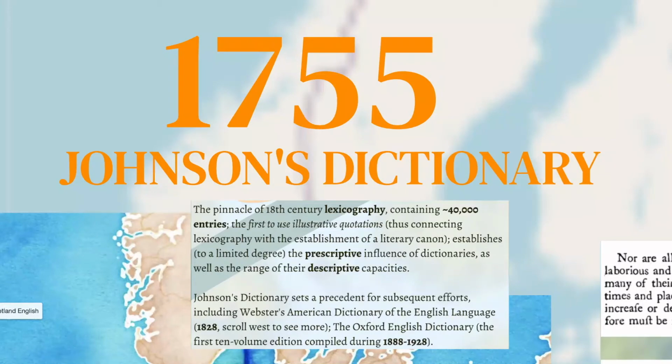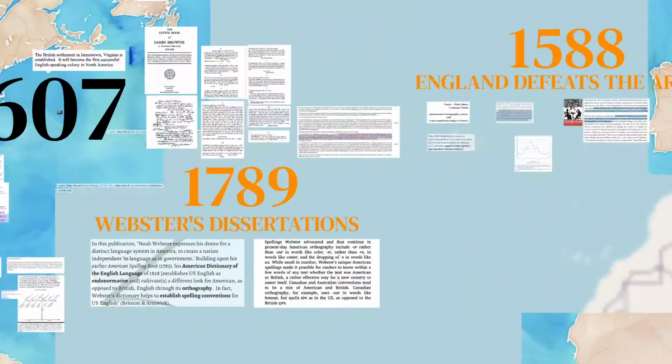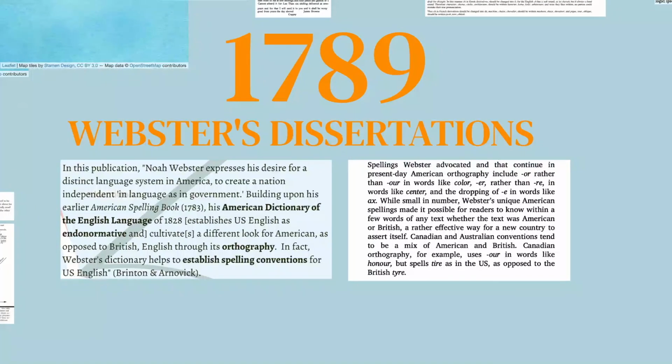That is when Johnson's dictionary comes out. It establishes the prescriptive influence of dictionaries as well as the range of their descriptive capacities. It is an important moment. It marks the pinnacle of much of what is going on in terms of the grammarian and lexicographic movements that define the early modern period. And, of course, for every action there is an equal and opposite reaction.